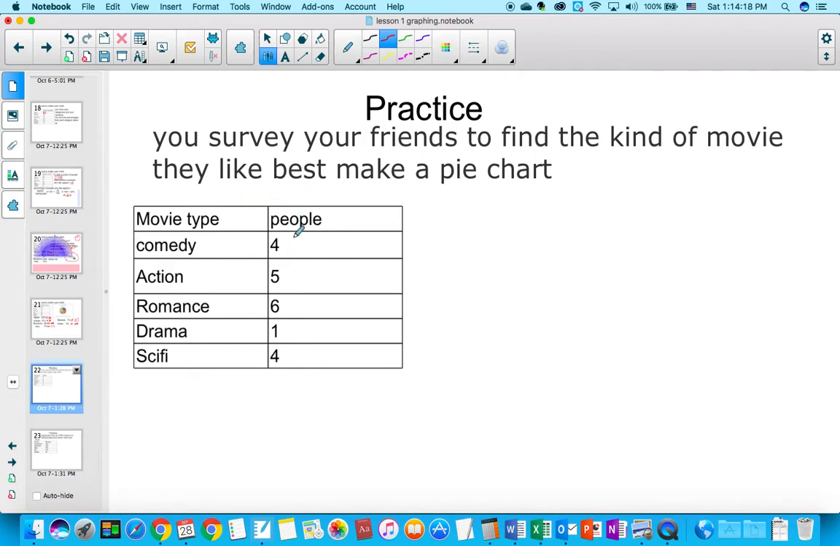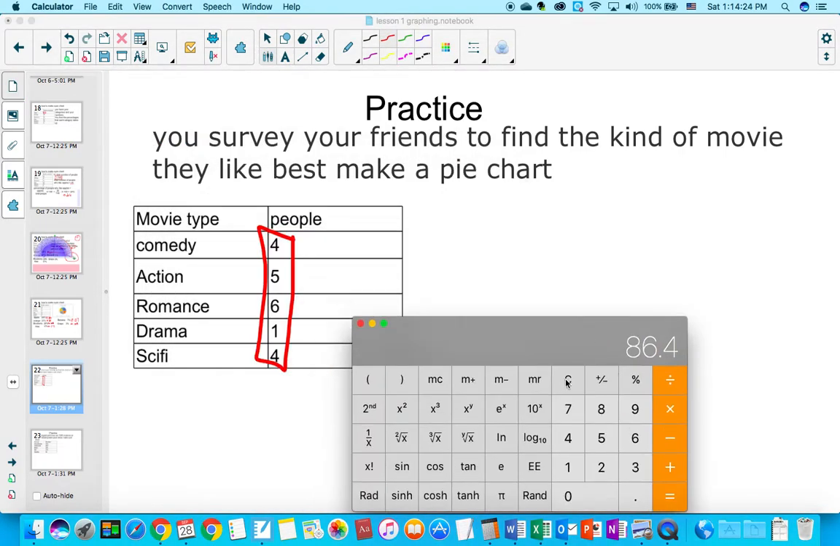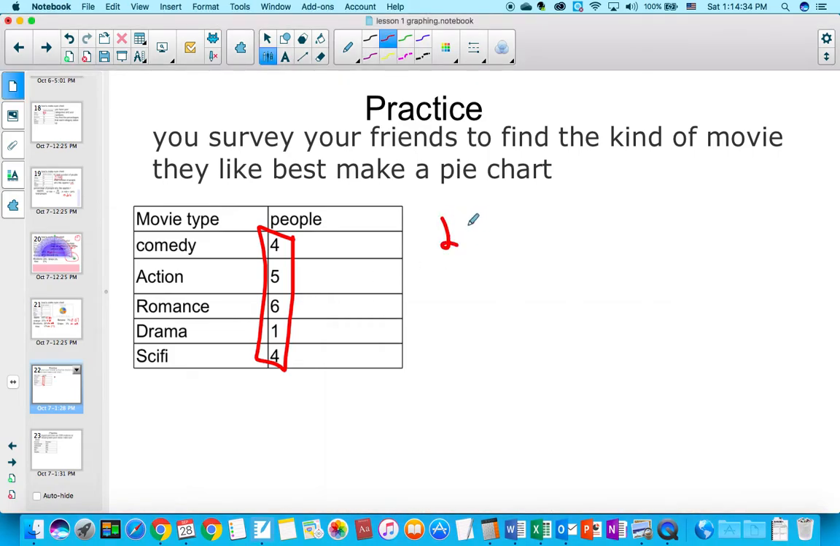Basically, step one, add up all these guys together, right? 4 plus 5 plus 6 plus 1 plus 4. So we'll do this quick. 4 plus 5 plus 6 plus 1 plus 4. So we have a total of 20. Awesome. So we have 20 people in total. So then let's do the first one, for example. We have 4 out of 20.